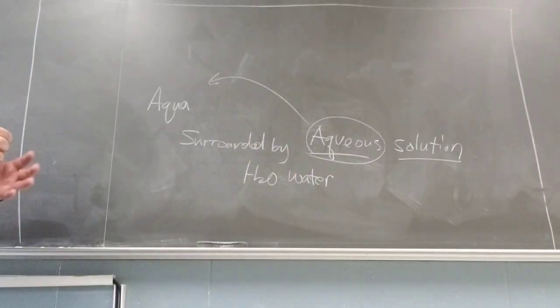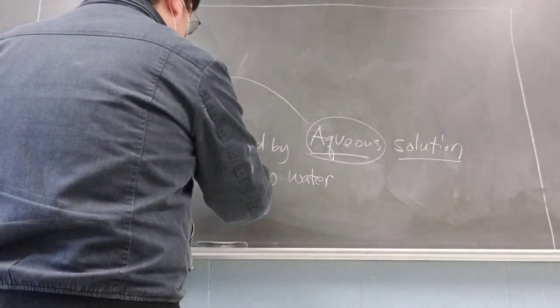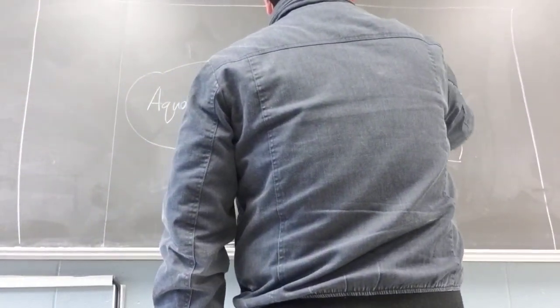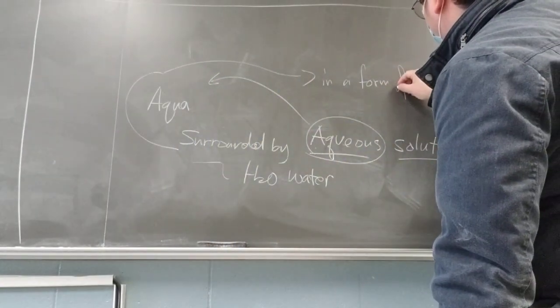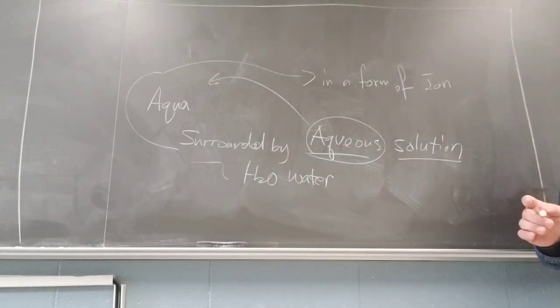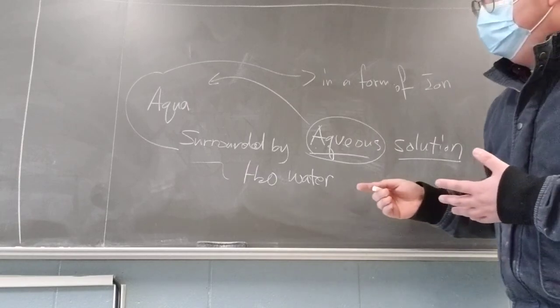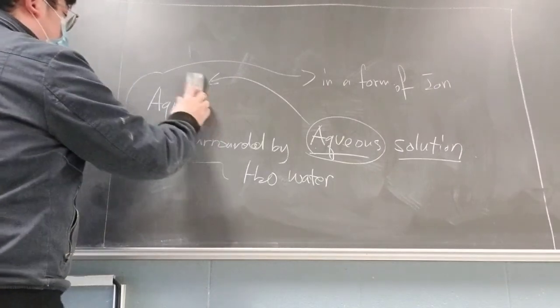So when compounds are separated by the water, normally they become in a form of ions. You guys remember this, right? Ion, cation and anion, right? So it's positive cation, negative anion. So this is where you can use the chemical equations.